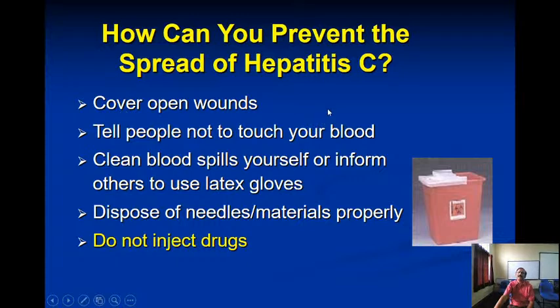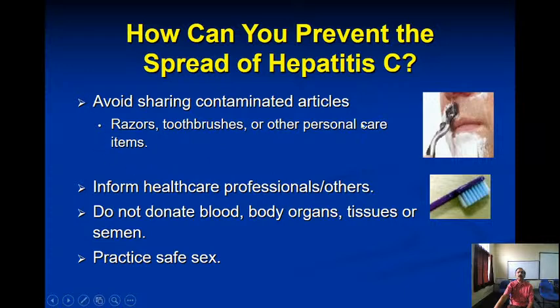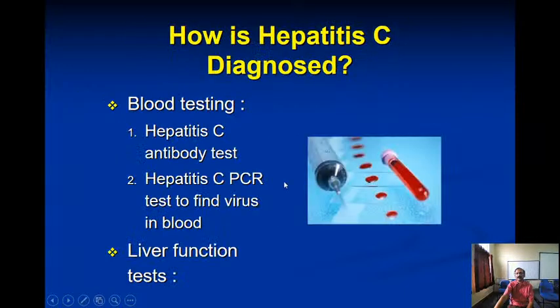How do you prevent it? Basically, similar to hepatitis B, what is mentioned here is for laymen: cover up wounds, do not touch blood, clean blood spills, dispose of needles properly, do not inject drugs, avoid sharing of contaminated articles, and do not donate blood, body organs and semen if you are positive. Practice safe sex. So these are basically the same ways.